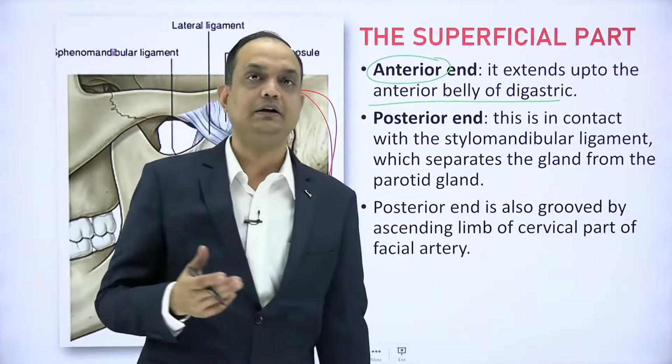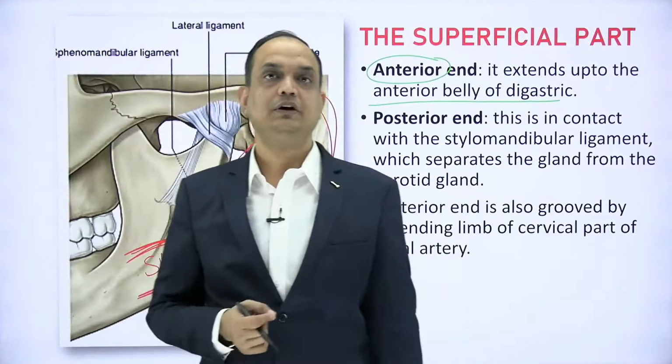This is a very important question for your exam: which structure separates the parotid and submandibular gland? The answer is the stylomandibular ligament. Posteriorly, the posterior end of this superficial part is grooved by the ascending limb of the cervical part of the facial artery, which we will discuss in the coming part of this lecture. So when reading the posterior end, there are two important features to keep in mind: it is separated from the parotid gland by the stylomandibular ligament, and it has a groove for the facial artery.